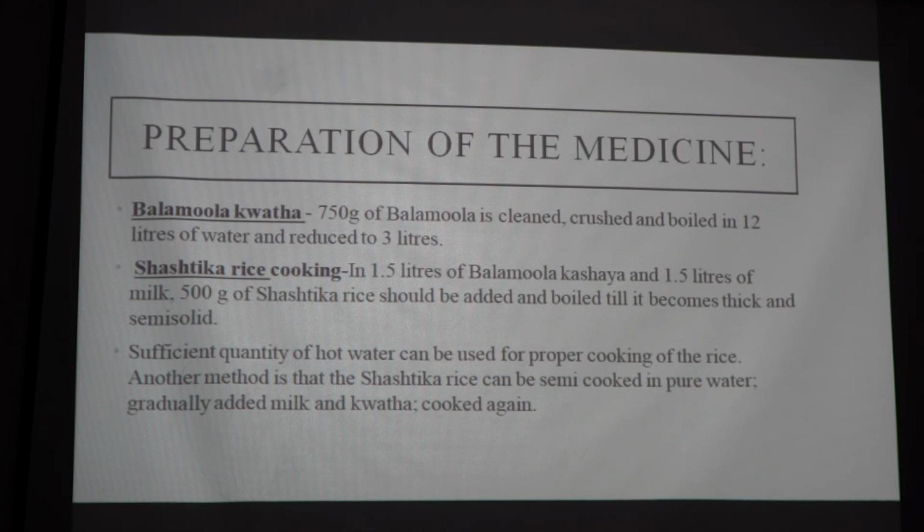That you will get to know when you will see it in practical, how much consistency we will be requiring. Sufficient quantity of hot water can be used for proper cooking of the rice. Another method is that Shashtika rice can be semi-cooked in pure water, and then we can add gradually milk and quat and we can cook it again to get a semi-solid type of mixture.